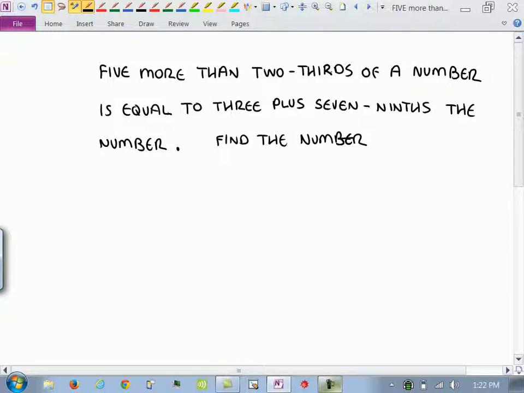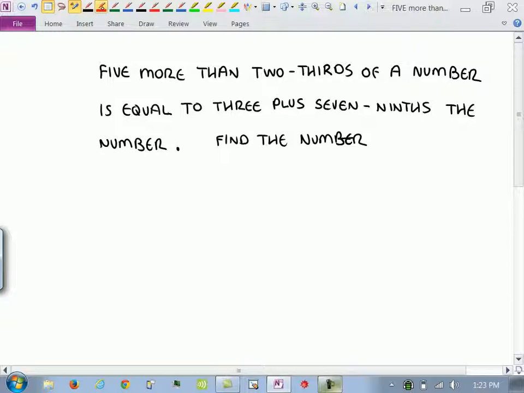This problem here has very little to do with a real world situation. But what it does is it requires you to translate English language into math. 5 more than 2/3 of a number is equal to 3 plus 7/9 the number. Find the number. So there are some key things in this sentence that I'm going to point out, and hopefully you'll retain this. All right, so on a test you're not freaking out.